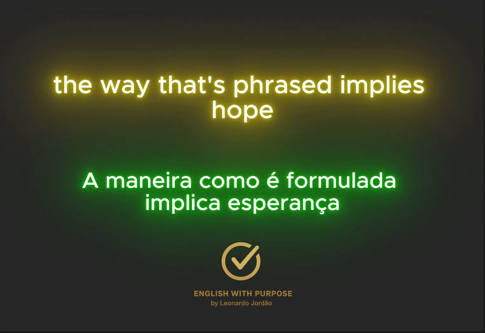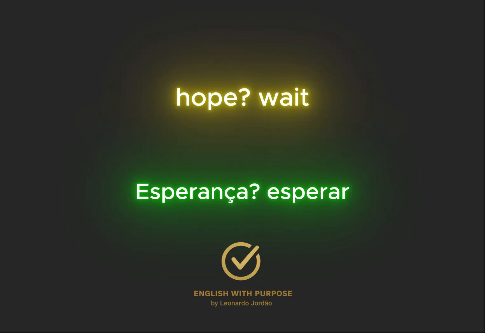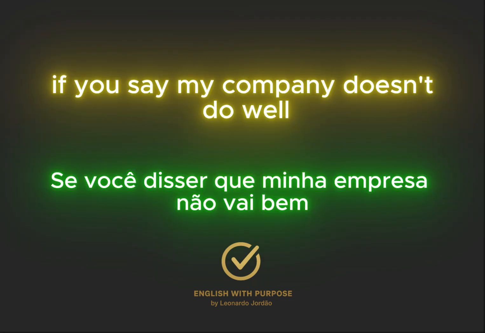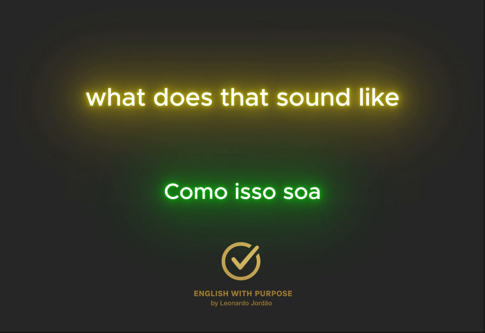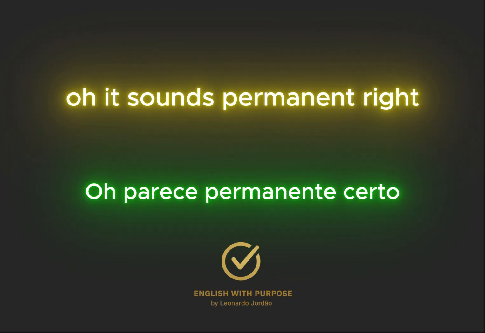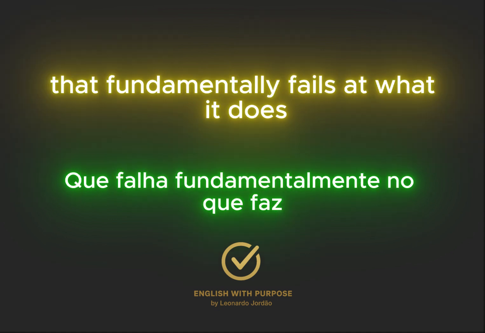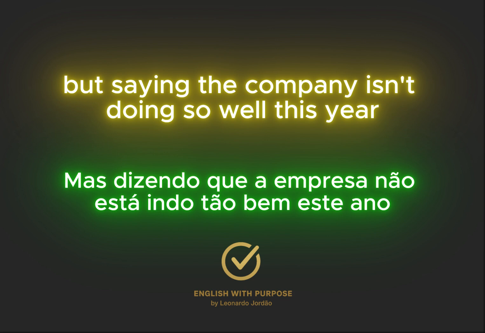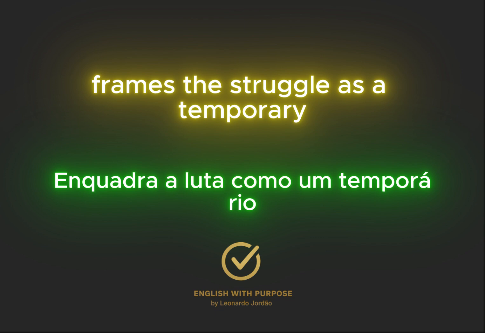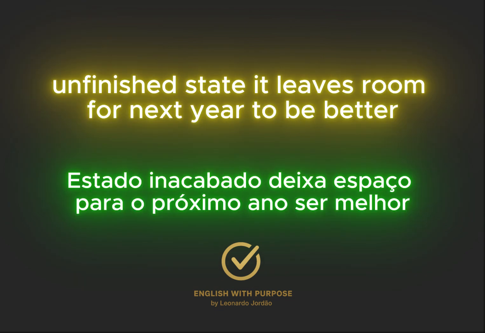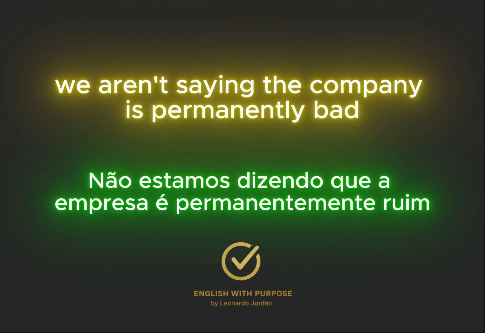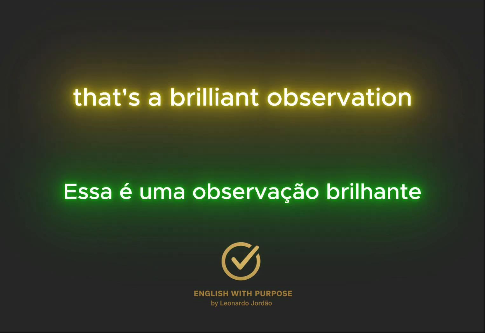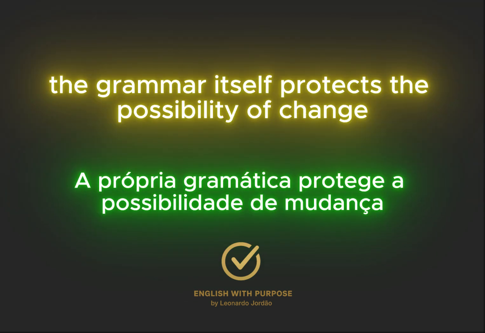Exactly. And more importantly, the way that's phrased implies hope. Hope? Wait, how does a failing company imply hope? Well, think about the alternative. If you say, my company doesn't do well, what does that sound like? Oh, it sounds permanent. Right. It sounds like a doomed business that fundamentally fails at what it does. Just a static fact. Yes. But saying the company isn't doing so well this year frames the struggle as a temporary unfinished state. It leaves room for next year to be better. We aren't saying the company is permanently bad. Wow. It's a snapshot of a moving target rather than a final verdict. That's a brilliant observation. The grammar itself protects the possibility of change.